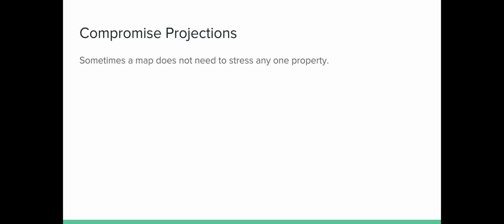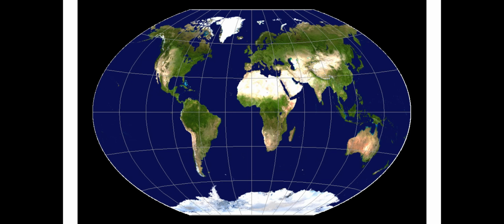And then finally, we can also utilize what's called a compromise projection. And these are projections that don't maintain equivalence, don't maintain proper conformity. They kind of meet in the middle. They compromise. So there's distortion all around, but there's enough distortion here and distortion there where the map just looks good. And this is fine.